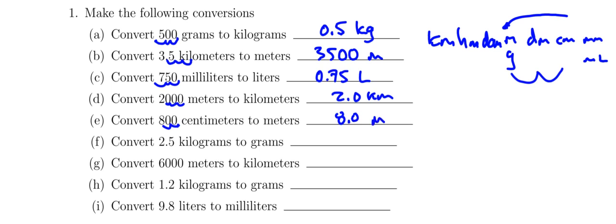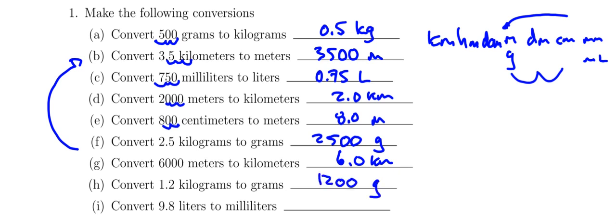2.5 kilograms to grams is almost identical to what we did up here, just that the type of unit is changing. We're going from a linear measure to a mass measure, but it's still going to be the exact same movement here. So it's going to be 2,500 grams. 6,000 meters to kilometers. We just did that one. That's going to be 6.0 kilometers when I move that over. 1.2 kilograms to grams. We did that one just a couple moments ago. We're just going to move the number over, so it's going to be 1,200 grams.